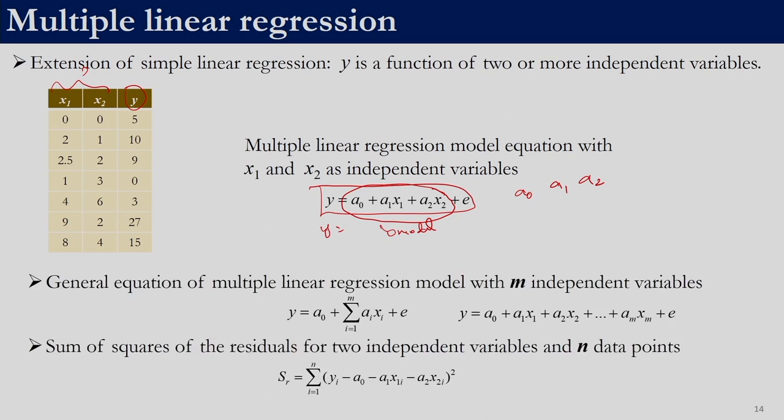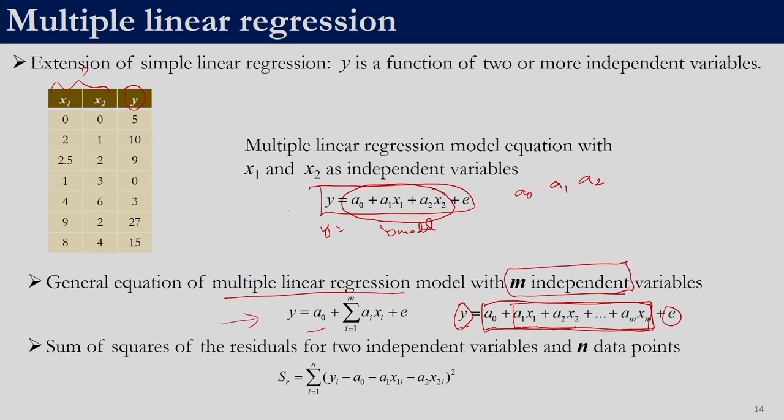We can have an equation involving m independent variables. For example, y = a0 + a1 x1 + a2 x2, all the way up to am xm. Since this is the measured value and this is our model, the error vector would be there. This can be compactly written as a0 plus the summation i = 1 to m of ai xi, plus e. This is known as multiple linear regression with m independent variables.